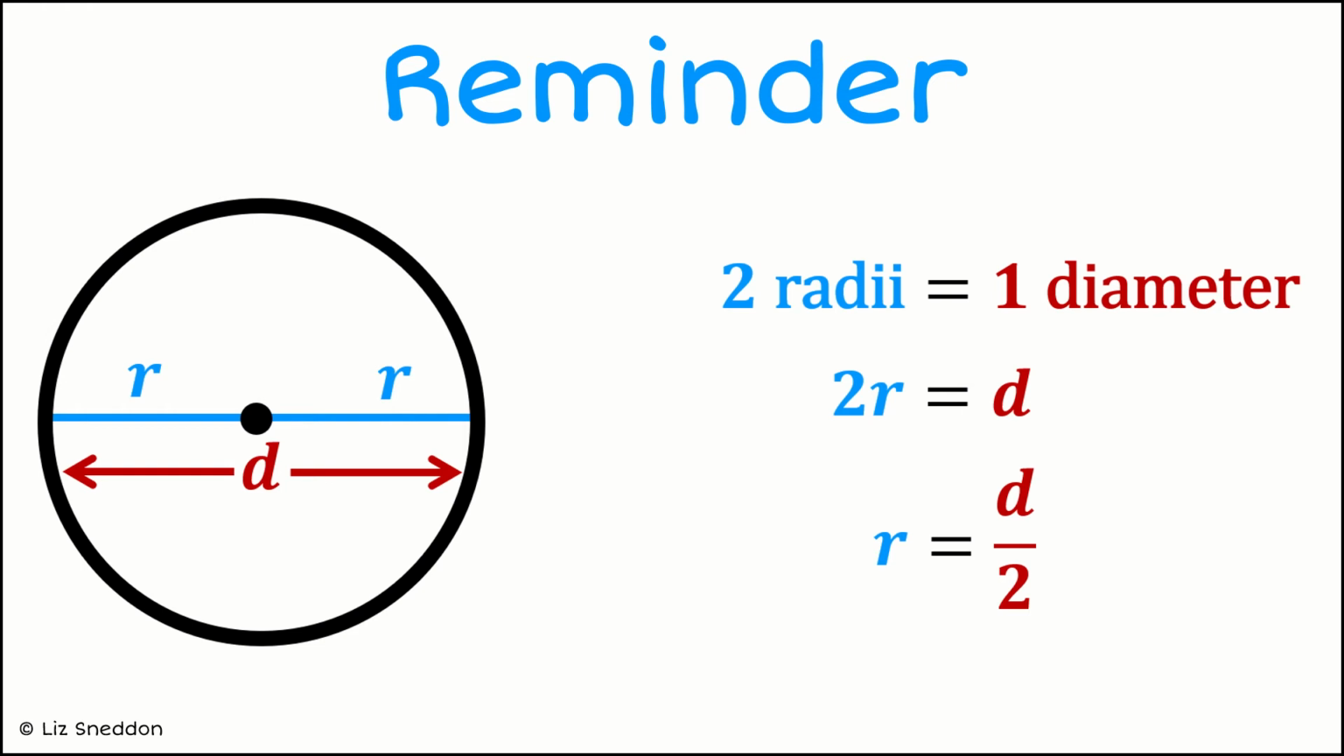So there's the reminder: the diameter is the distance all the way across, and the radius is just the distance from the outside to the centre. So 2 times the radius is equal to the diameter. That means if I want to find the radius and I'm given the diameter, I can divide the diameter by 2.